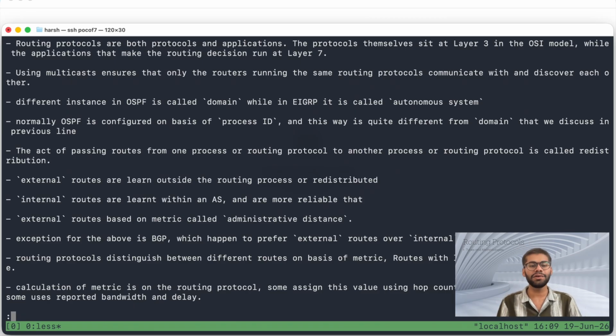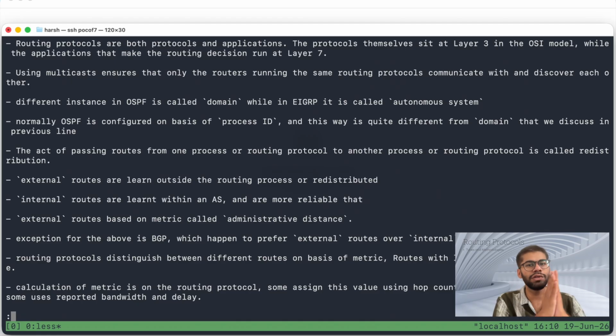Finally, the routing protocol distinguishes between different routes on the basis of metric. Routes with lower metric are more desirable. So metrics are some values which I've already discussed in the previous video. It may be bandwidth, link speed, delay, latency, etc. Or it may be as simple as just hop count as a metric, which RIP uses. So the routes with lower metrics are more desirable.